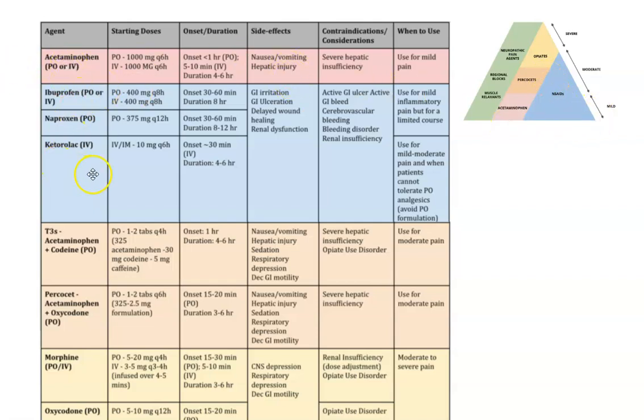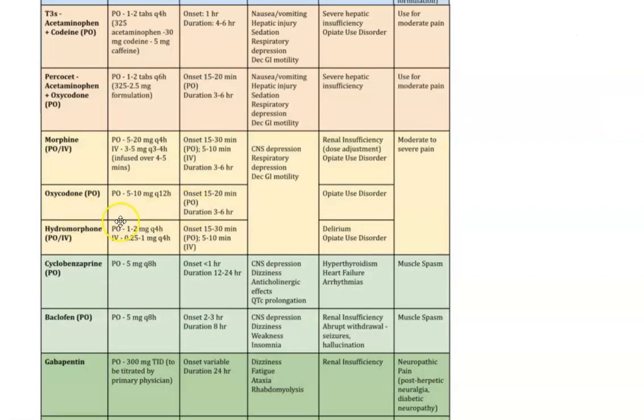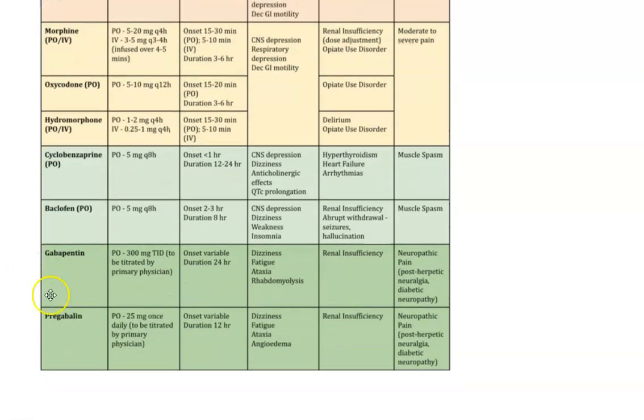And then some of your NSAIDs, ibuprofen, naproxen, ketorolac. And then your opiates or your opiate combinations, cyclobenzaprine, baclofen, gabapentin, and pregabalin. We have talked about a few of these.